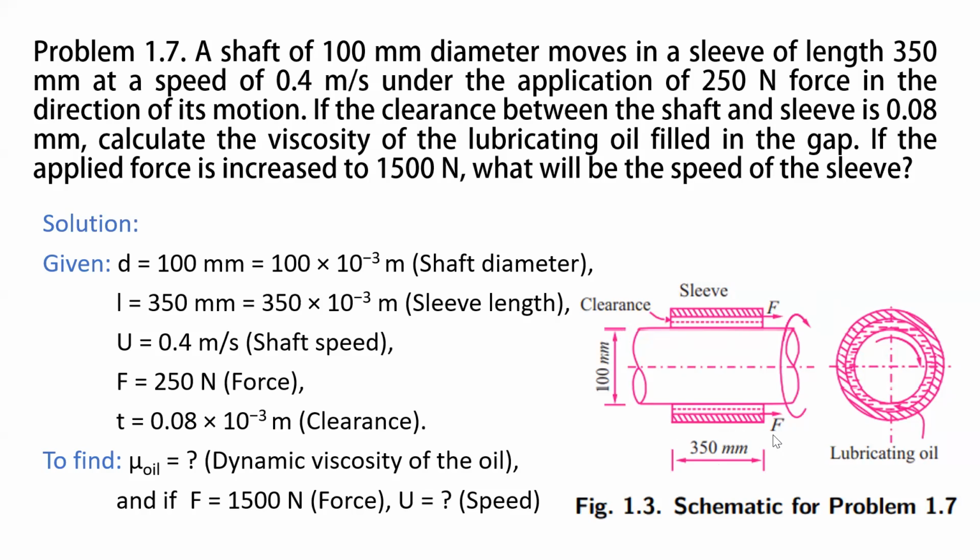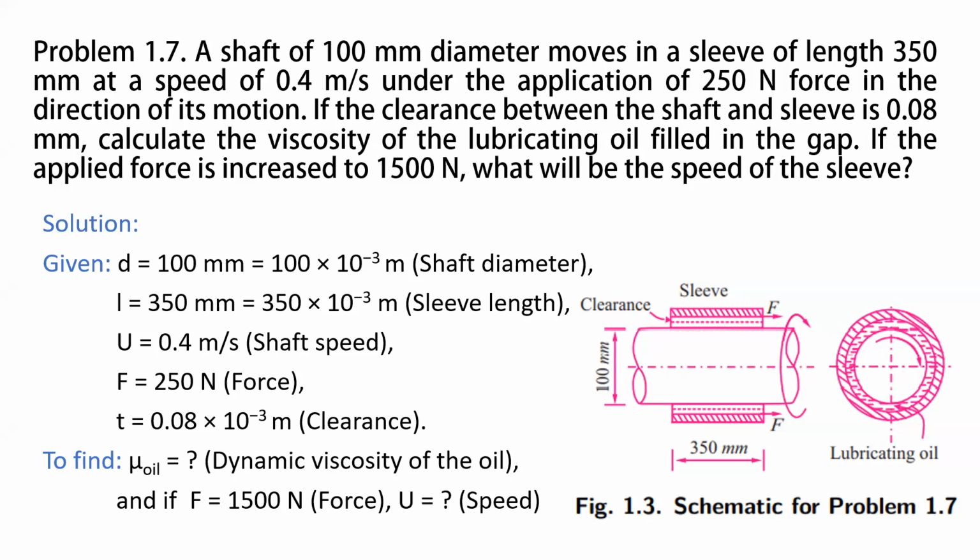So this moves at a speed of 0.4 meter per second. So this one with a rotational speed of 0.4 meters per second. So it is moving under the application of 250 Newton force. So there is a 250 Newton force on the shaft, in the direction of motion. So that force is in the direction of motion. You can call that one a tangential force also.